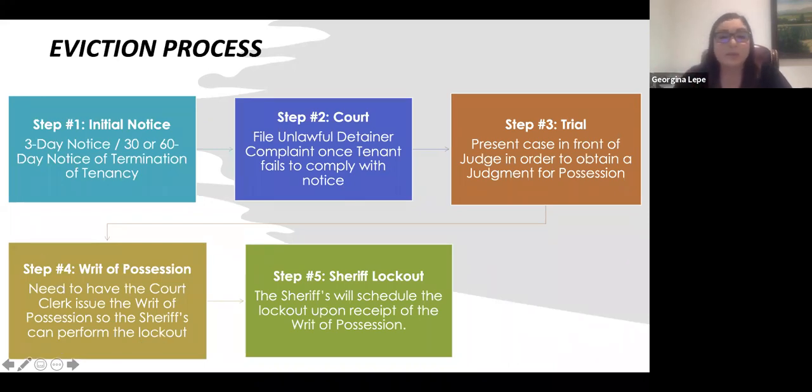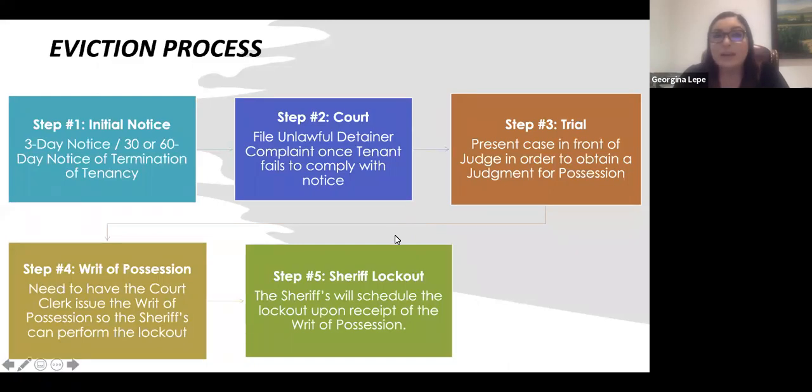We ask the court clerk to issue what's called a writ of possession. The writ of possession instructs the sheriff's department to evict the tenant. The writ of possession tells the sheriffs there was a trial, the property owner won, you need to evict the tenants. Once we get this writ of possession, it normally takes us about a week to receive it back from the court after the trial. Then we send it over to the sheriff's department. The sheriff's department will look at their calendar and then schedule the lockout date.